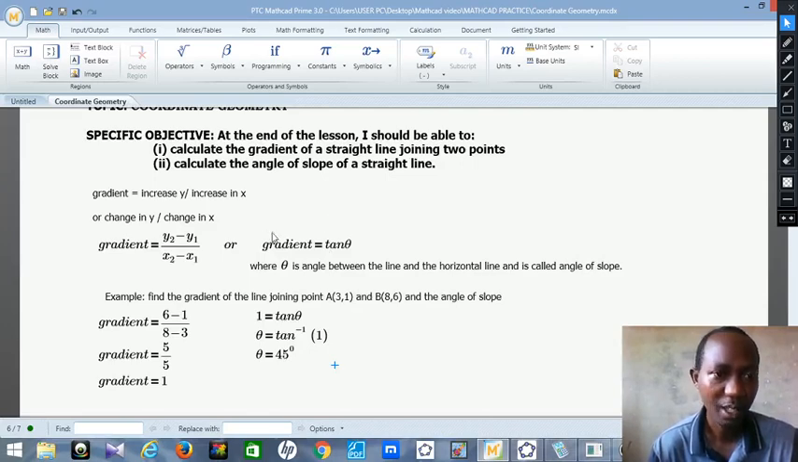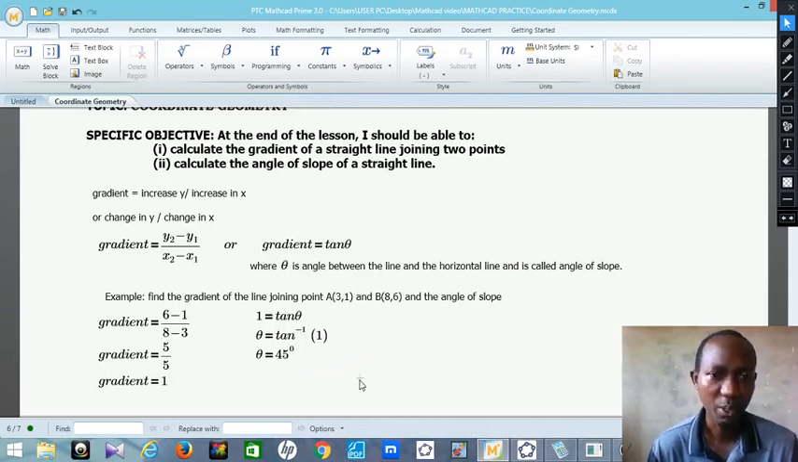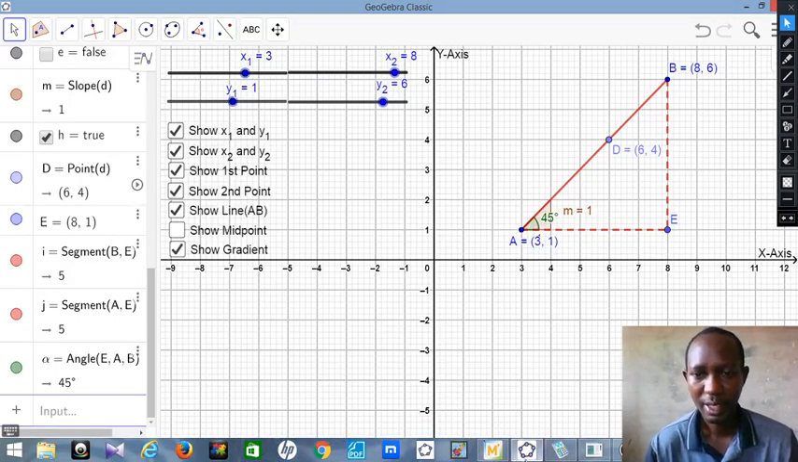We shall be using this formula and this other formula more often. Another thing I would like us to know before we go is that the symbol we use for gradient most times is m, but let me not say anything on that. When we get to the next aspect of the topic, we shall focus on that. So that is why you see m equals 1 here. m is mainly the symbol we use in representing gradient. We shall talk more on that in our next class.